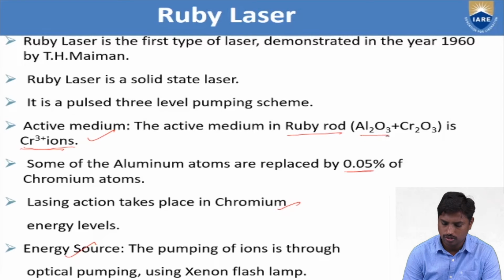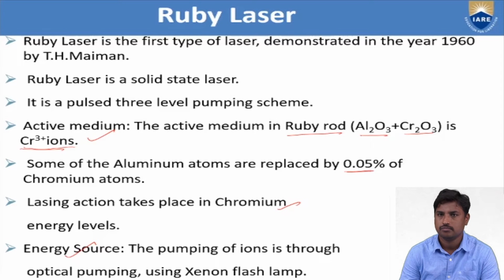Then in that Al2O3 aluminum oxide, particles are present. For that we are adding chromium in the percent of 0.05. For the lasing action, what particles are responsible? Only chromium particles. And the total laser transition takes place within the chromium energy levels.